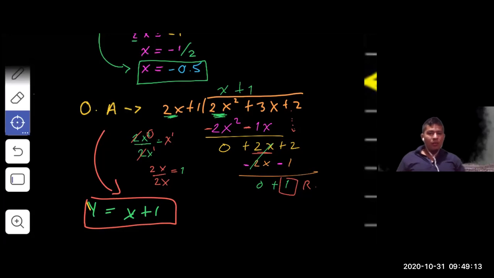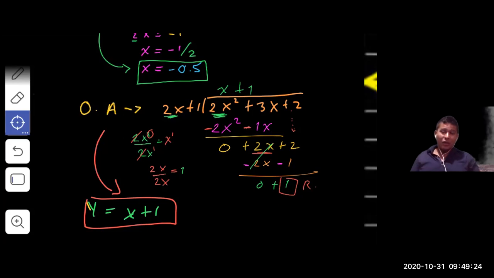Any questions so far? Do you remember when we were dividing using the long division? What is this used for? Now you can answer that. We used it to graph rational functions.